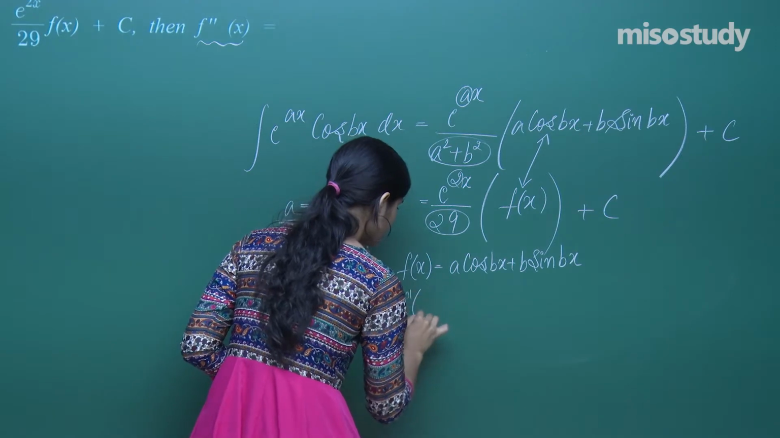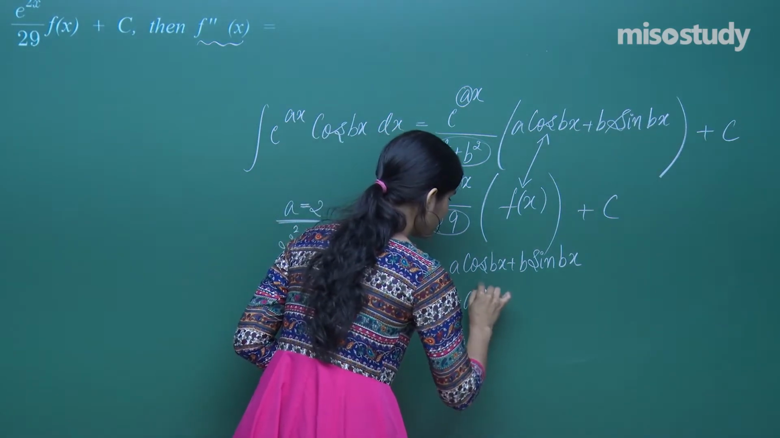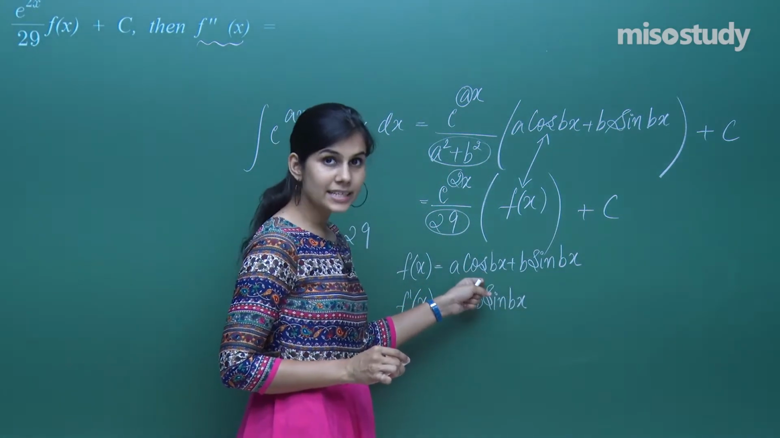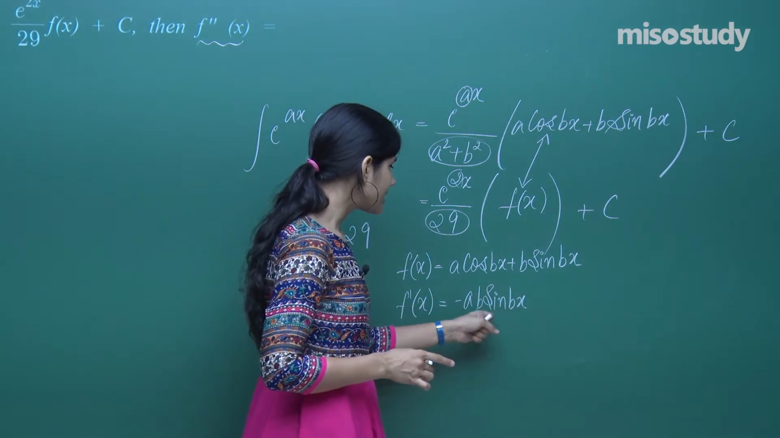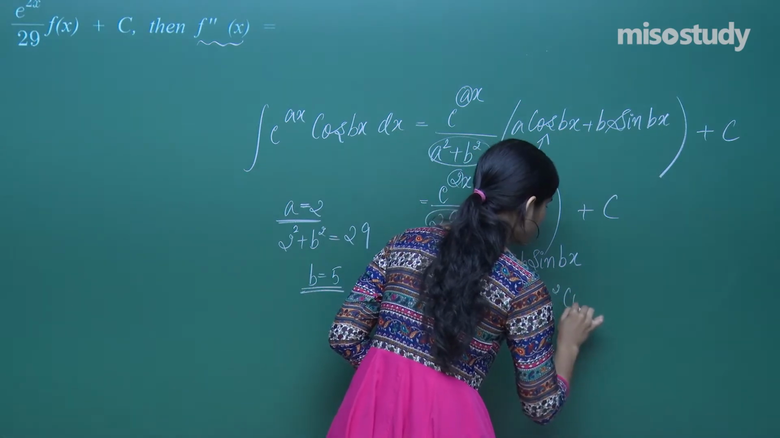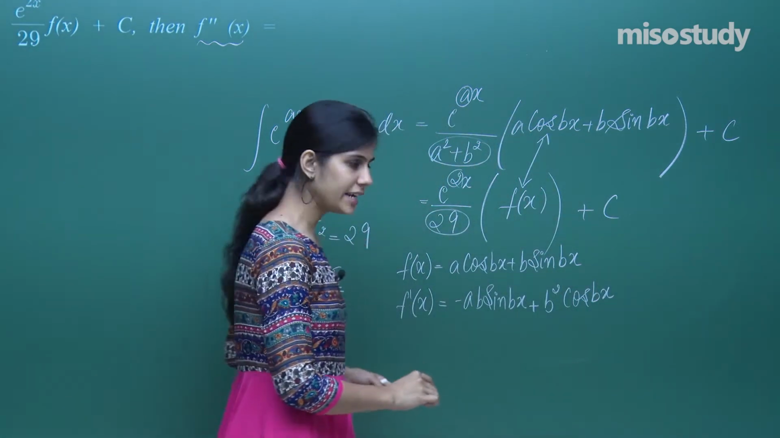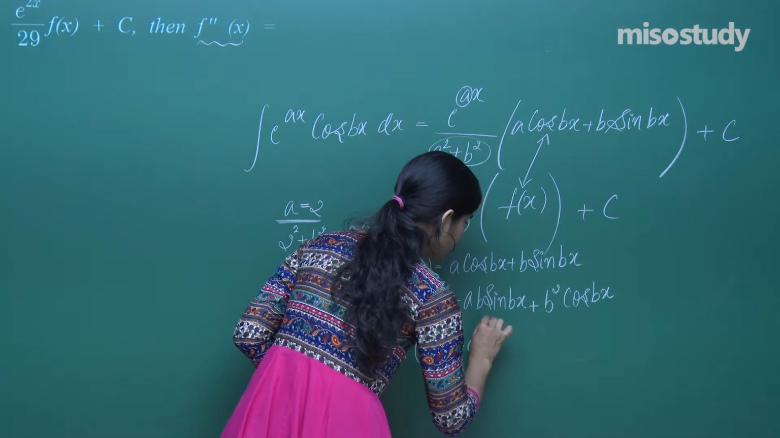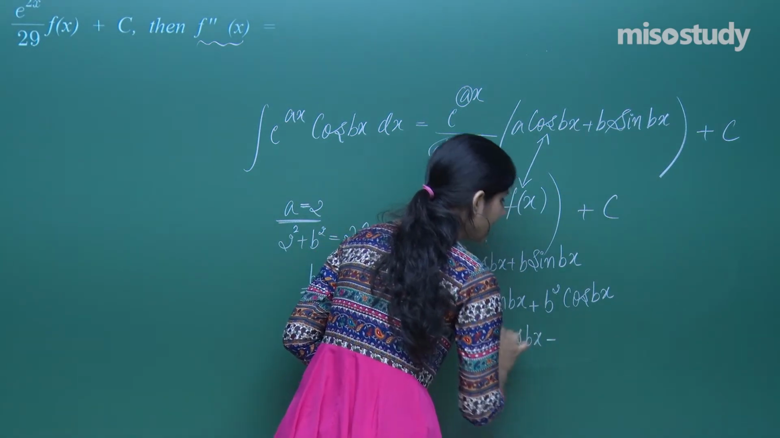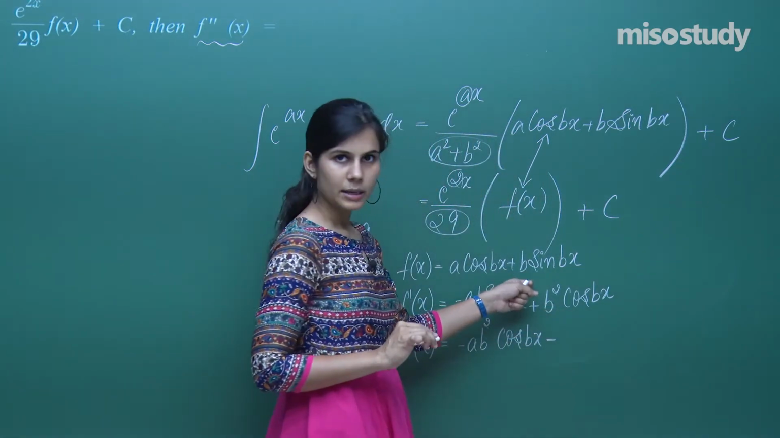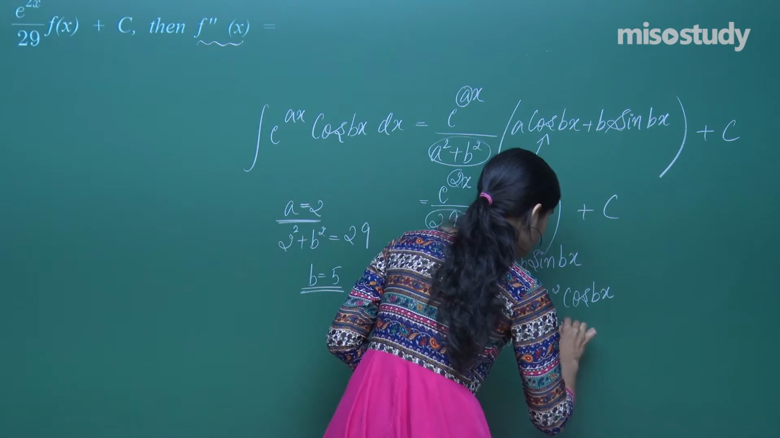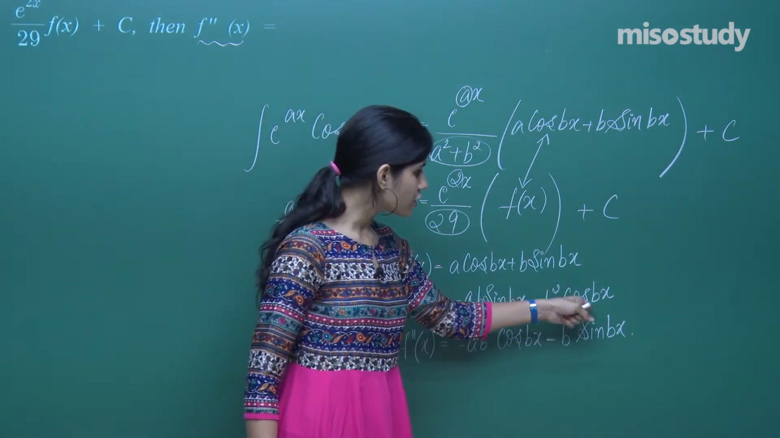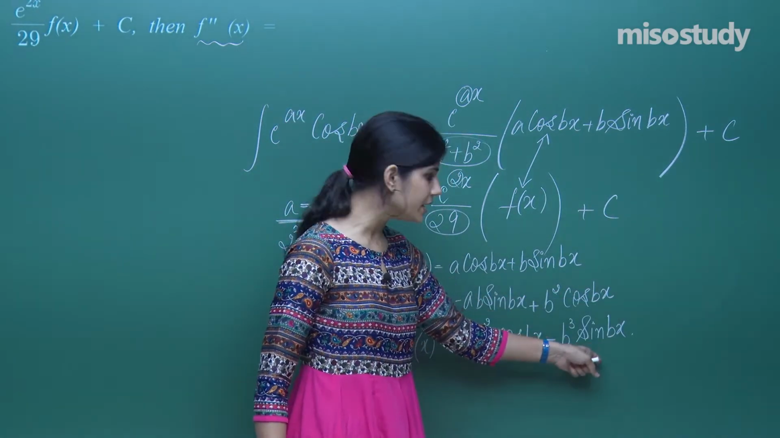Now if f(x) is a cos bx plus b sin bx, then what is f dash x? It is minus a b sin bx. Why? Because a is a constant, d by dx of cos bx is minus sin bx into b. So minus sin bx into b, plus here it will be b square cos bx, right? Again if you differentiate, you get minus ab, square cos bx, and here it will be minus, this was cos bx, so b square, and then here you get b cube sin bx, isn't it?